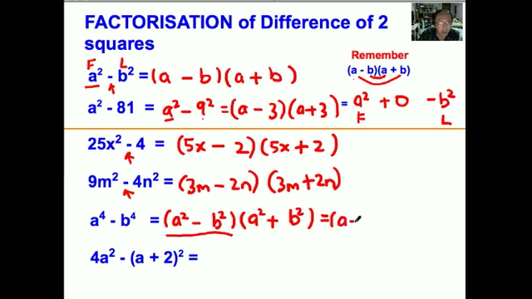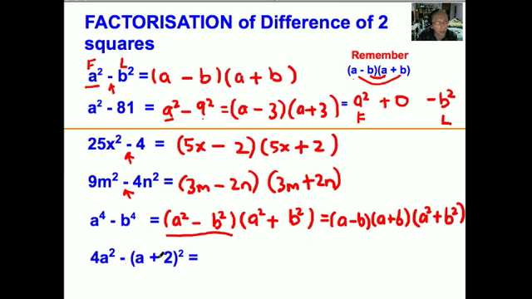So it gives us a minus b times a plus b times a squared plus b squared. Notice that a sum of squares cannot be factorized anymore.